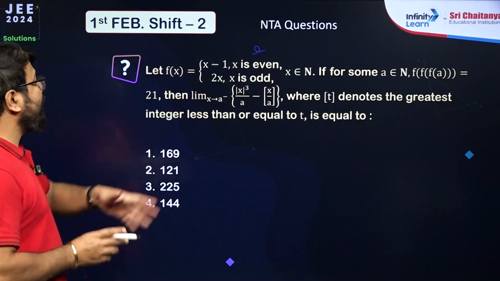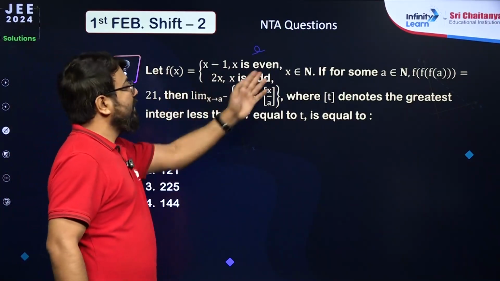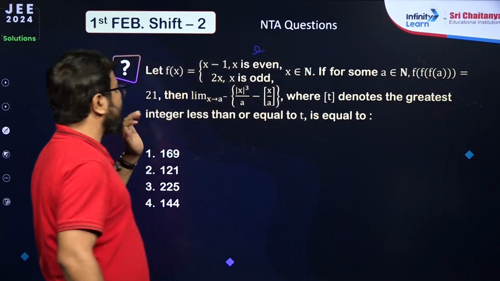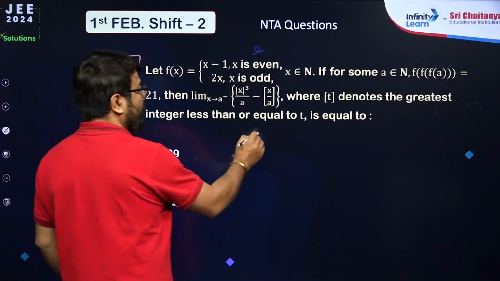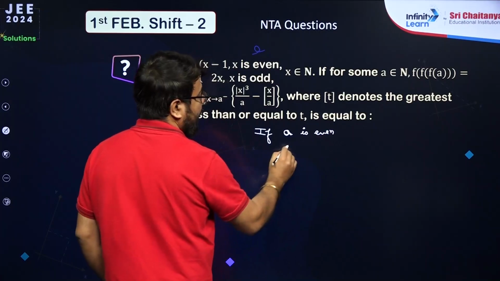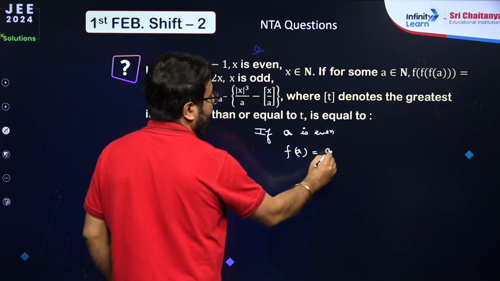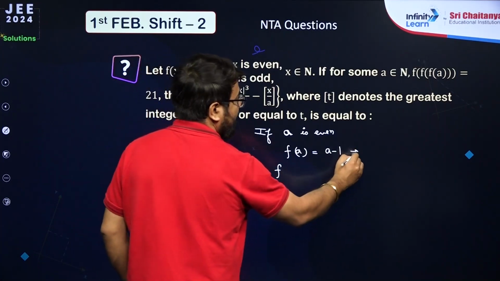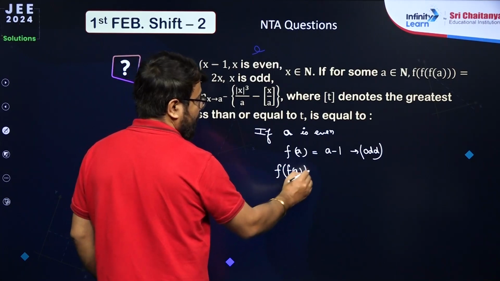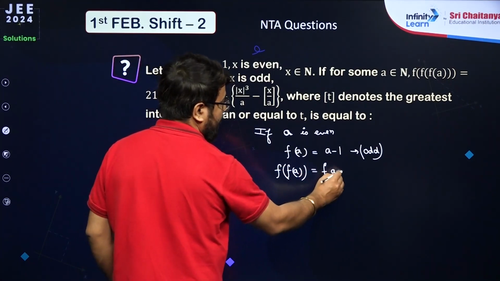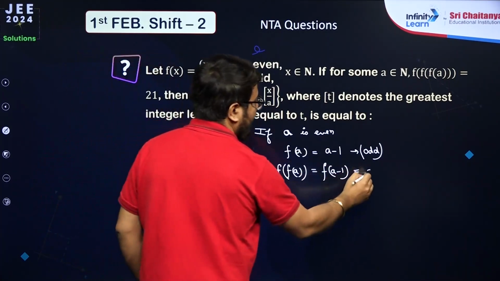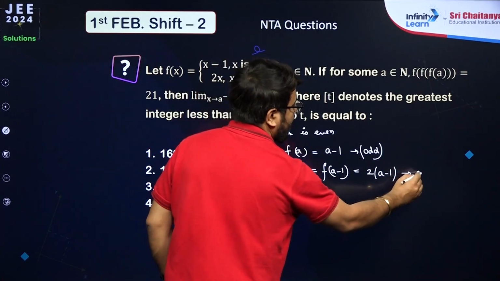There is a function f(x). If x is even, then x minus 1. If x is odd, 2x. x belongs to N. If for some a belonging to the natural numbers, f of a, they are saying, is 21. So basically there are two particular cases. If a is even, then f of a will be a minus 1. Okay, so a minus 1 becomes odd because a was even. Then f of a will be written as f of a minus 1. And f of a minus 1 means, because a minus 1 is odd, it is 2 times a minus 1. 2 times a minus 1 is even.